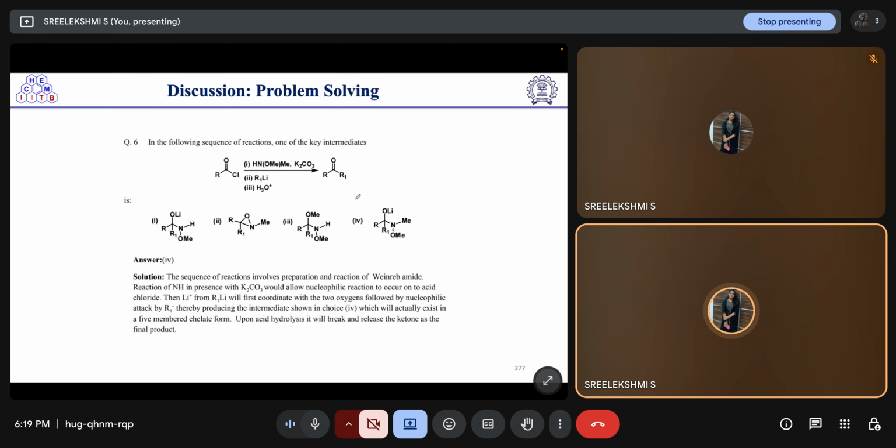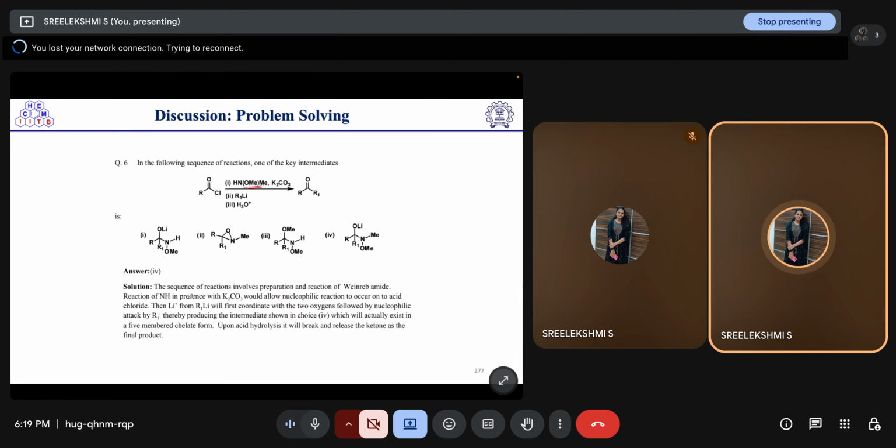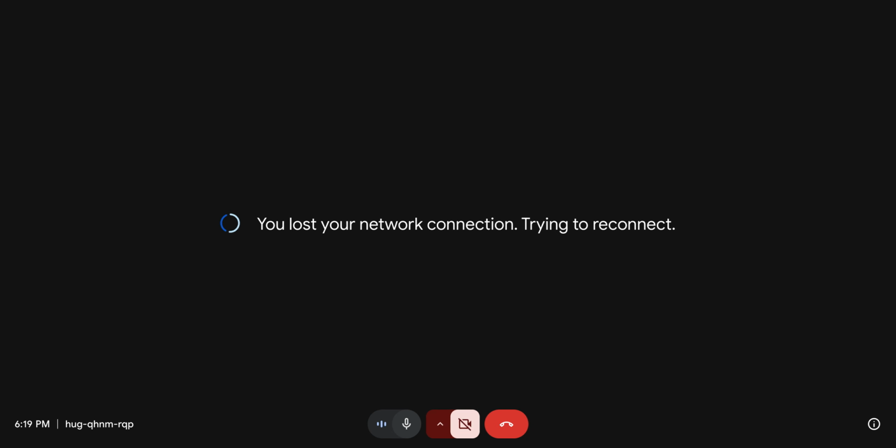So here what is happening? Firstly, the preparation of the Weinreb amide is happening. The acid chloride with this compound will form the corresponding Weinreb amide. Then the NH in the presence of K2CO3 would allow nucleophilic reaction to occur onto the acid chloride. Then Li+ from R1Li will first coordinate with the two oxygens followed by nucleophilic addition. So this R1Li will attack over that Weinreb amide, and it will give this particular intermediate. After hydrolysis, upon acid hydrolysis, it will break and release the ketone as the final product.